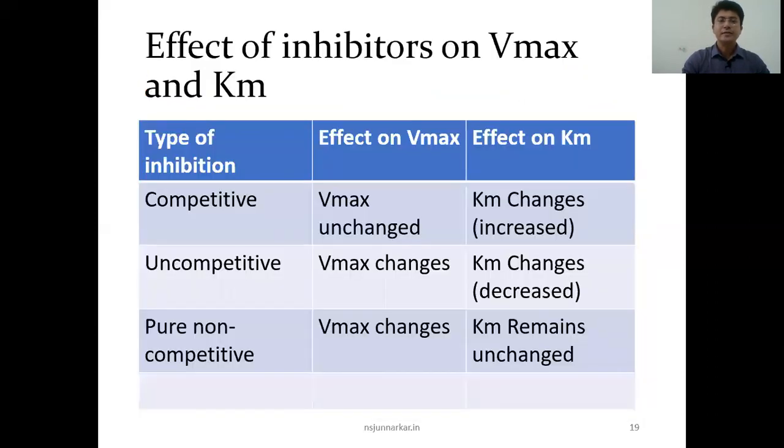So here is the summary of the effect of inhibitors on Vmax and Km. In case of competitive inhibition, Vmax remains unchanged, Km changes. Whereas in case of uncompetitive inhibition, Vmax changes, and Km also changes. It rather decreases. In case of pure non-competitive inhibition, Vmax changes, whereas Km remains unchanged.